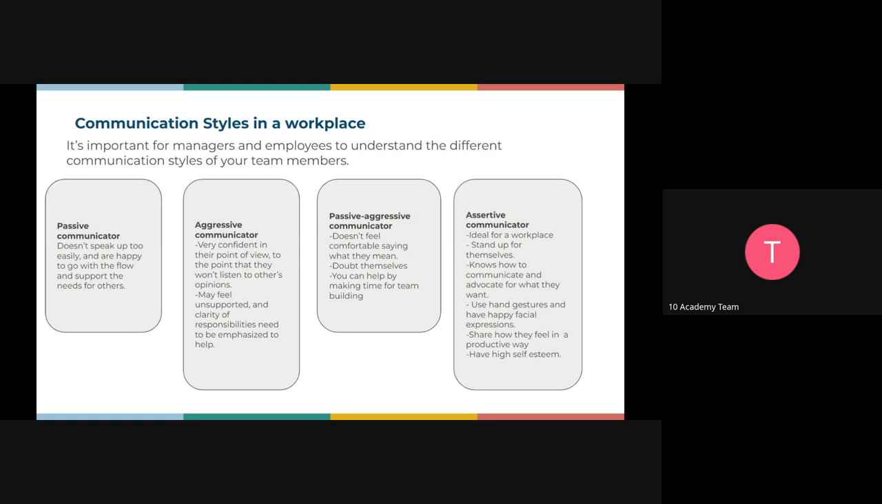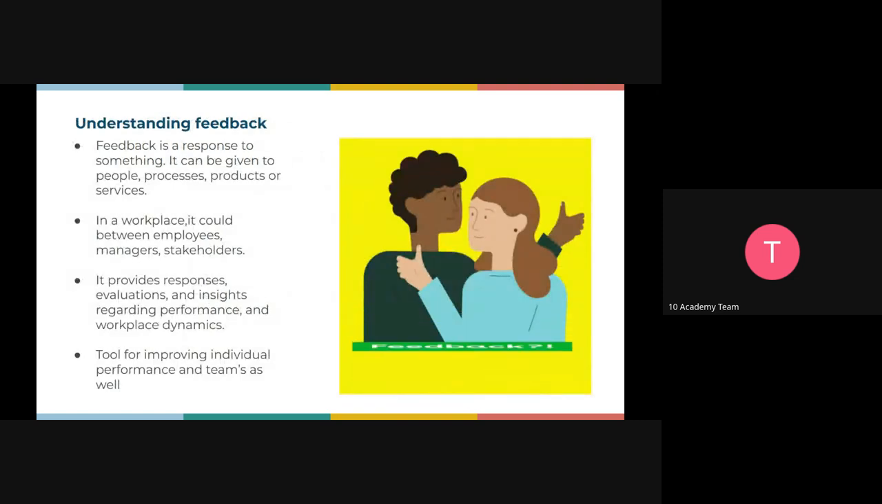The use of hand gestures and happy facial expressions are also a plus to being an assertive communicator. So with the four types of communication, I think you can gauge where exactly you fall, and you can also gauge where your teammates fall here. So it's important to understand the different communication styles and know exactly how to deal with each and every type of communicator. That's the first thing in understanding how to give feedback well.